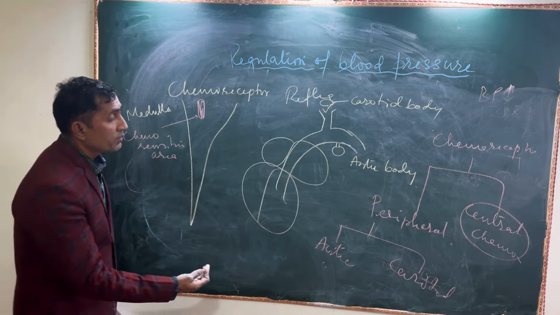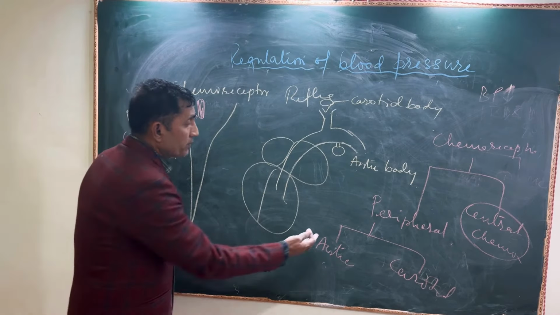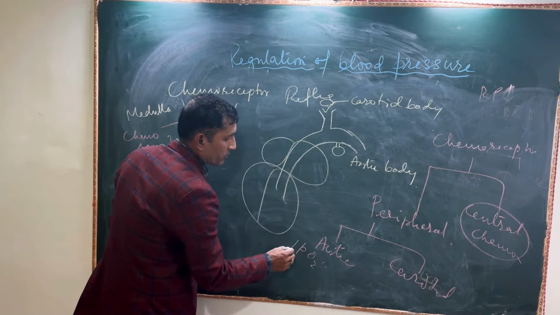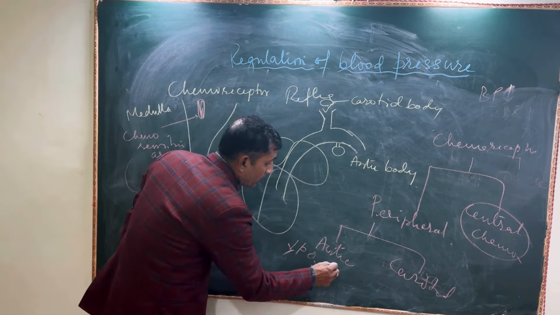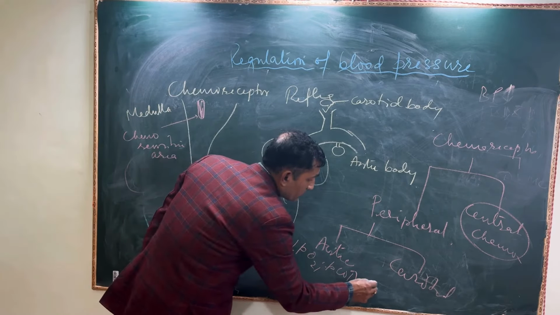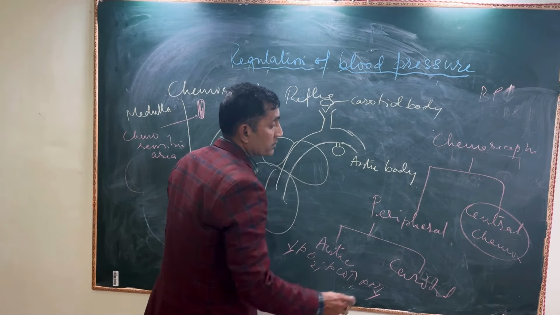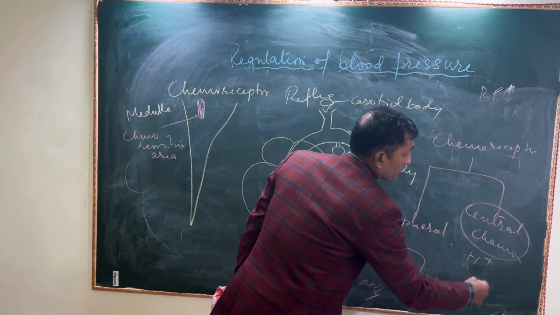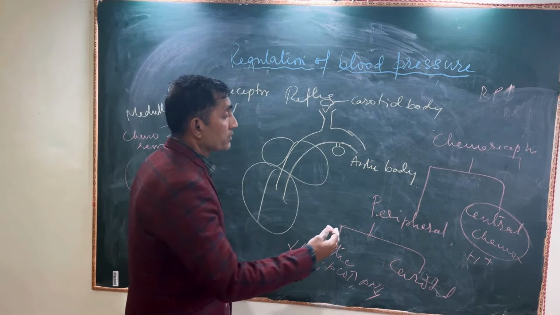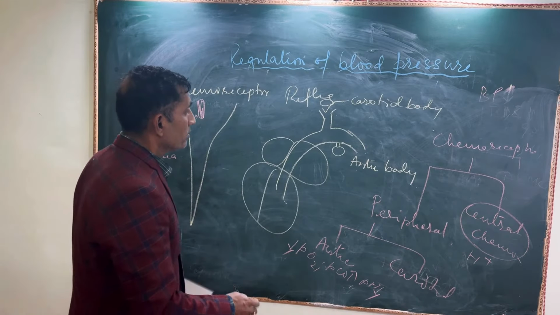What is the basic difference between peripheral chemoreceptors and central chemoreceptors? Peripheral chemoreceptors are stimulated whenever the partial pressure of oxygen is reduced, the partial pressure of carbon dioxide goes up, and the pH comes down. But the central chemoreceptors are concerned with the concentration of hydrogen ion. If the concentration increases, then the central chemoreceptors also will be stimulated.